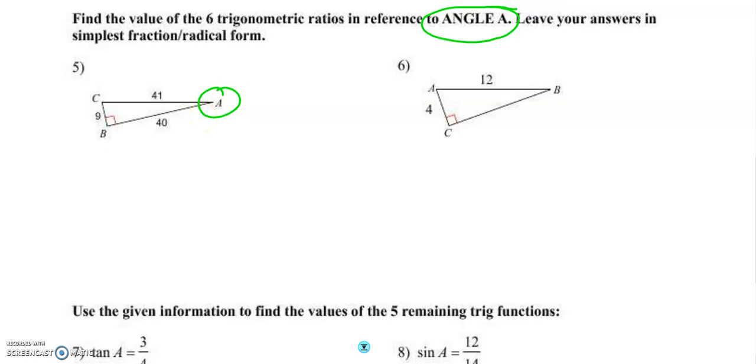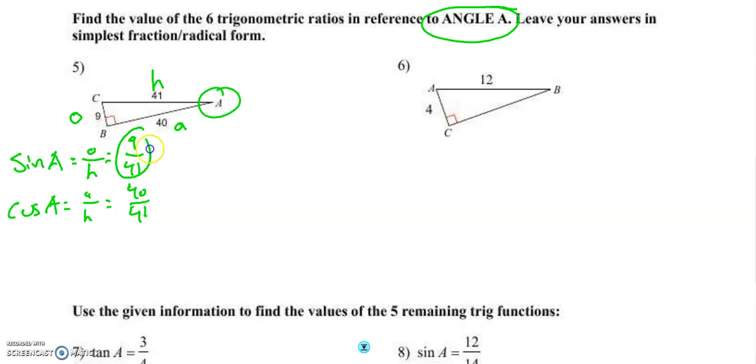Based off of this angle here, this side, 9, is going to be your side opposite of the angle. This side, 40, is going to be the adjacent side to the angle, and this is your hypotenuse. So sine of angle A, that is the opposite over hypotenuse, which means it is 9 over 41. Cosine of angle A is your adjacent side over the hypotenuse, and that is 40 over 41. And then for tangent of angle A, that is your opposite over adjacent, and that is 9 over 40. None of these can be simplified, so you are done.